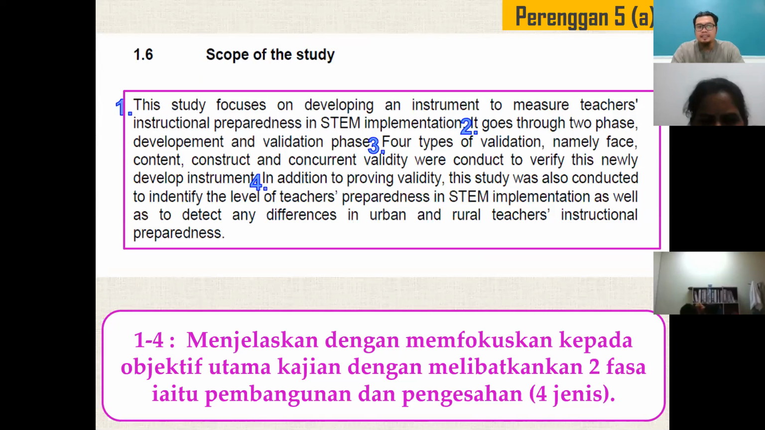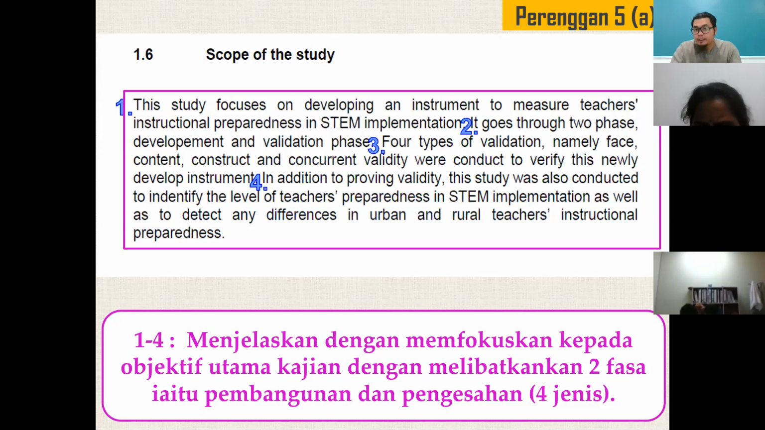And then it becomes another. This is their scope of study. It goes through two phases, development and validation. They have two phases and four types of validation. They use four types of validation, namely face, content, construct, and concurrent validity, conducted to verify the newly developed instrument.